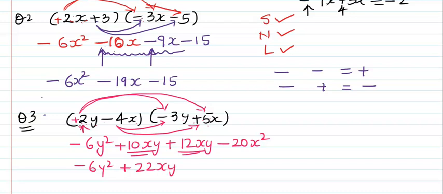22xy. So 22xy, and this is minus 20x square, right? So those who got this right, congratulations to them. And if you have done any mistake, please correct it. Okay. Now let's go for another question.